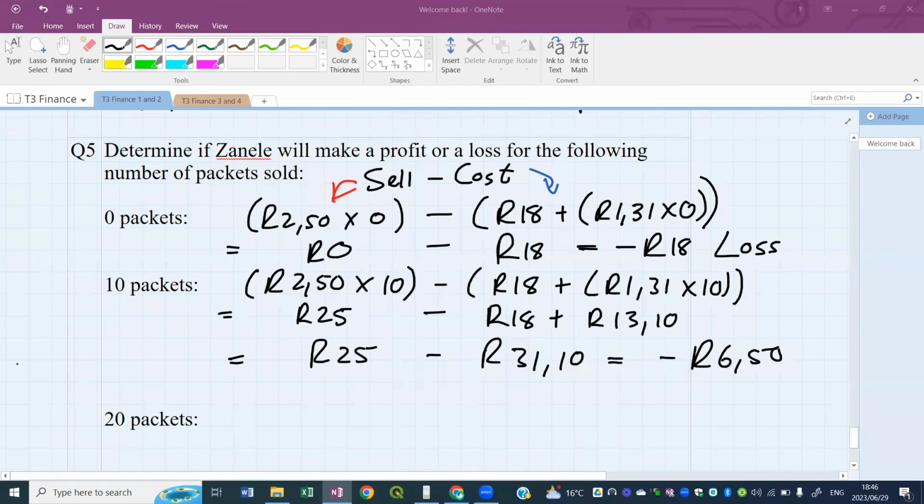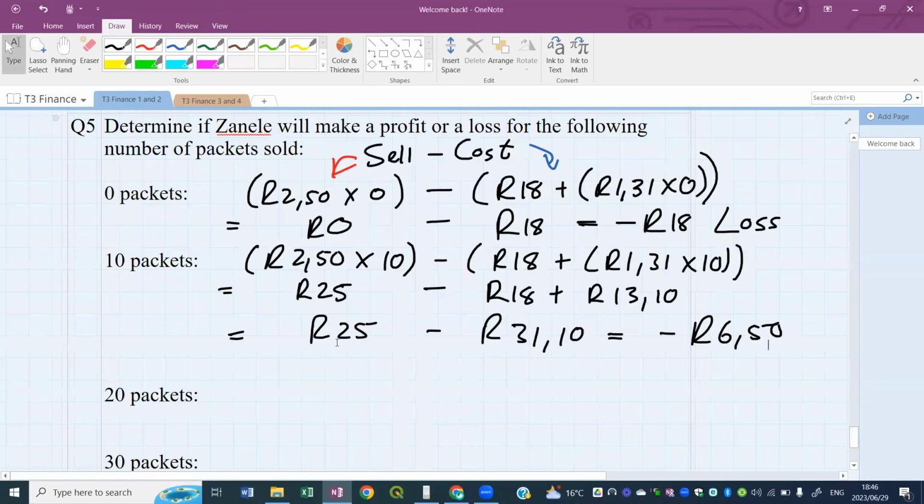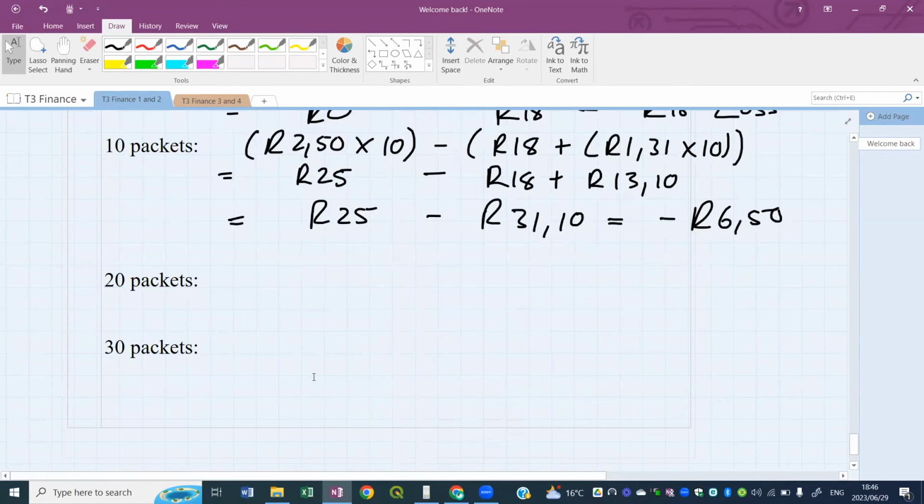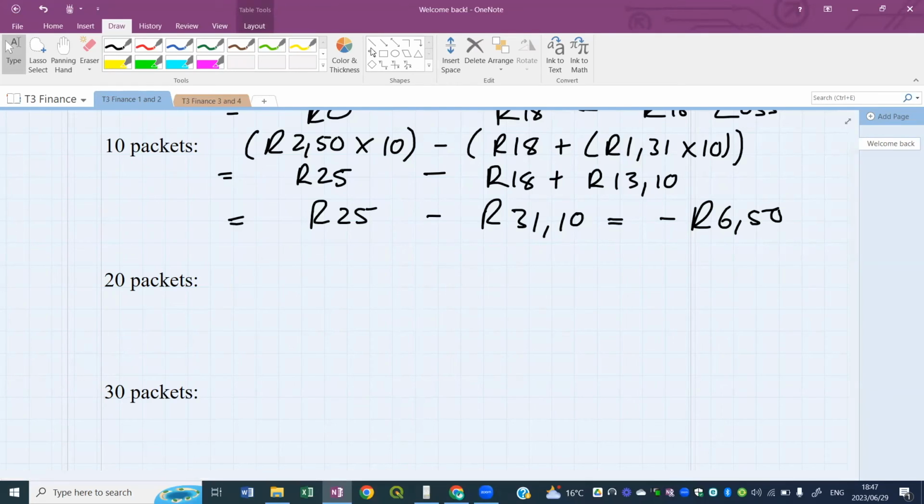So in this case, guys, for 10 packets, it's 25 Rand that she gets as income, but she's spending 31 Rand 10, still making a loss of 6 Rand 10. All right, I need you to tell me profit or loss for 20. Profit or loss for 20, guys. You should be doing it. Profit or loss for 20 packets. There should be some furious calculating going on your side there. Tapping of calculator buttons. Angel.